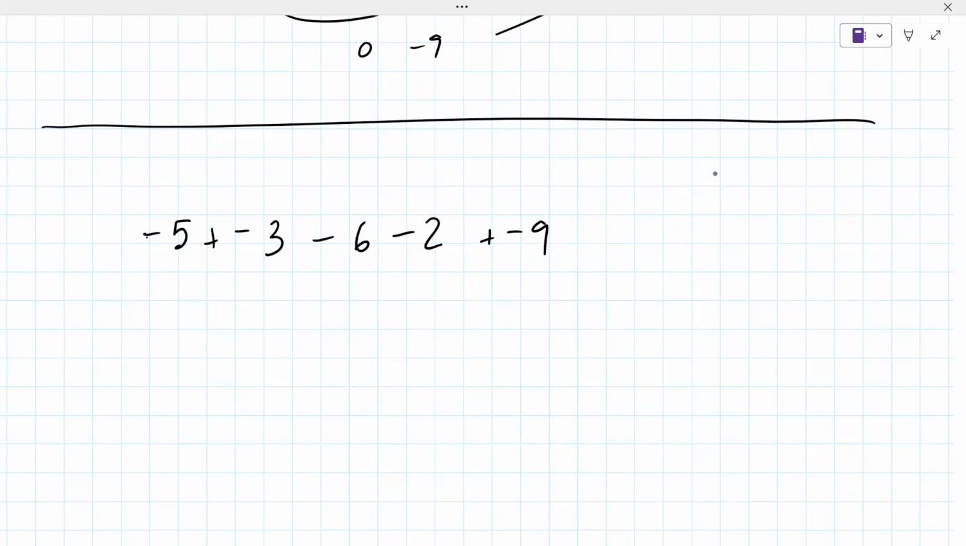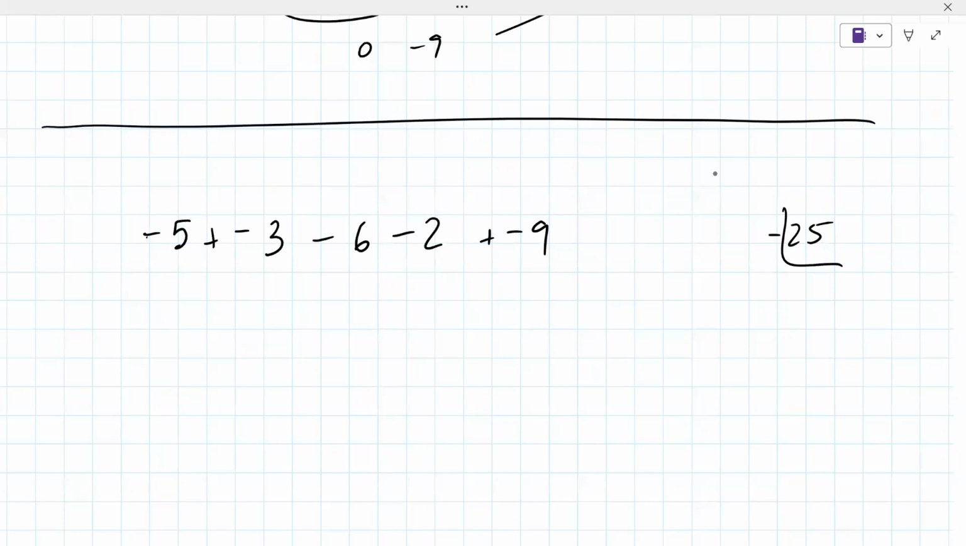5 plus 3 is 8. Negative 8 plus negative 6 plus negative 2 plus negative 9. 8 plus 6 is negative 14 plus negative 2 plus negative 9. 14 and 2, negative 16 plus negative 9. Okay, my answer is negative 25.